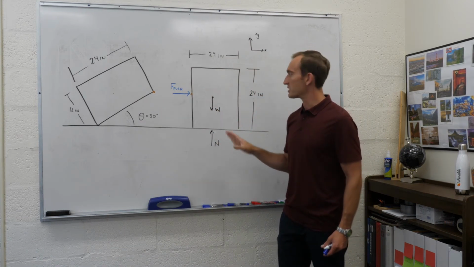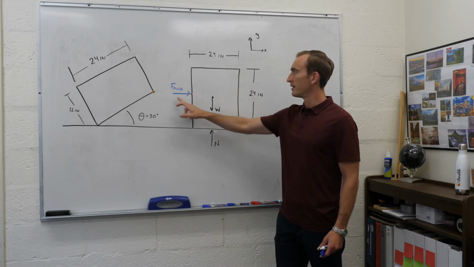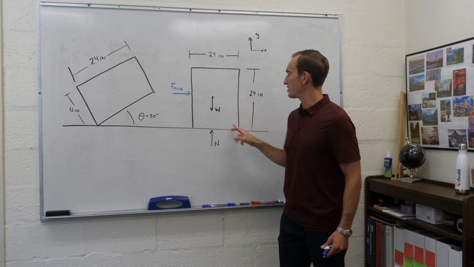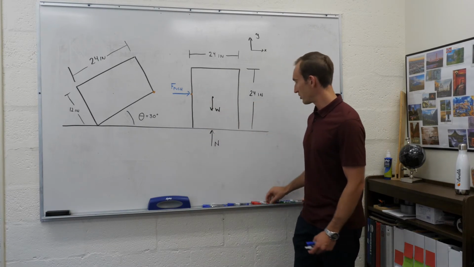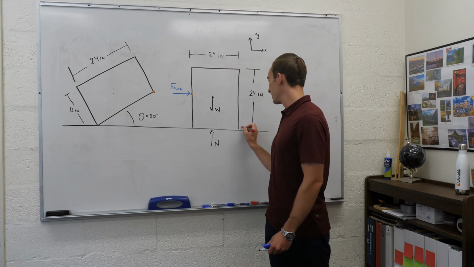Now again, what we can see is that if this box is going to remain stationary, if there's an X force here, there has to be another X force over here. Otherwise the box would move to the right. So that force is going to be, you guessed it, the force of friction.